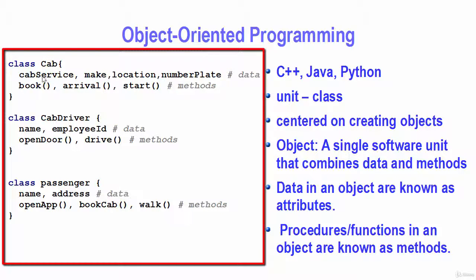All these things which I have written here are called data because they can hold some kind of data. Number plate has number plate data, location has geolocation data, make has the make data, and cab service can have data like Uber or any other cab service.